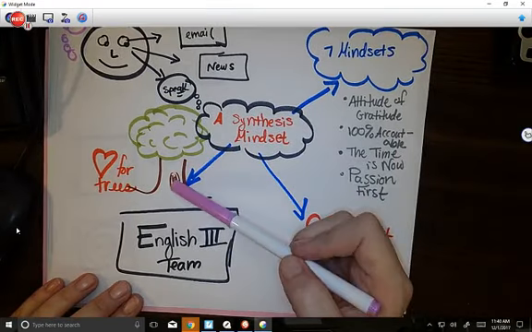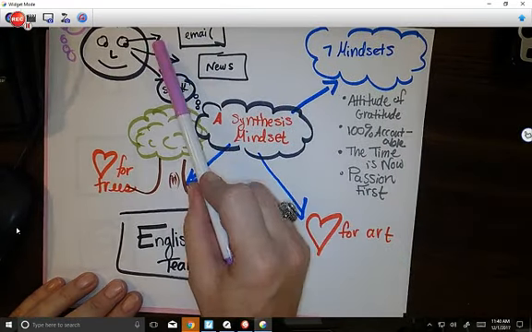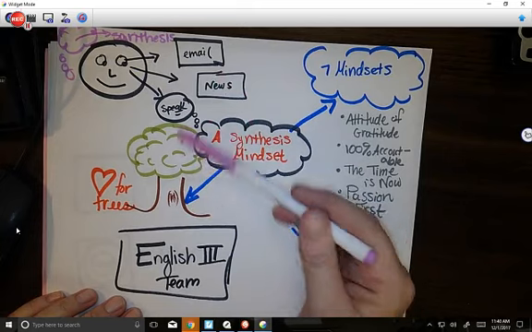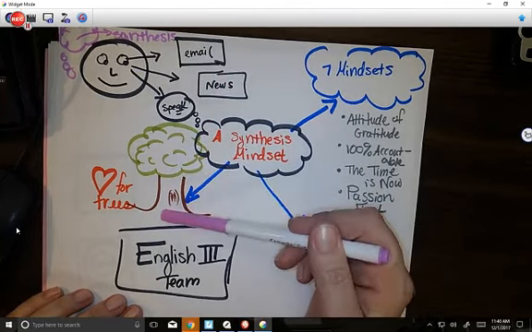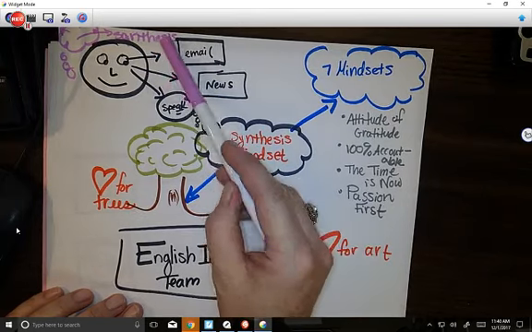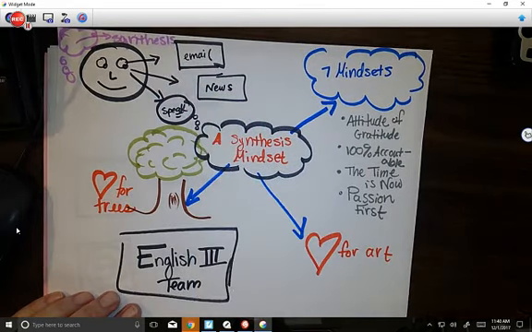So with the love of trees and the idea of synthesis, we created the synthesis project where the students create a tree and cut it up and make something new in order to understand the definition of synthesis.